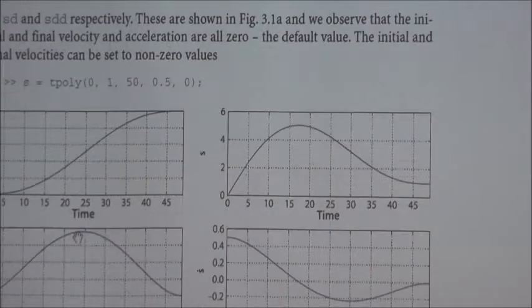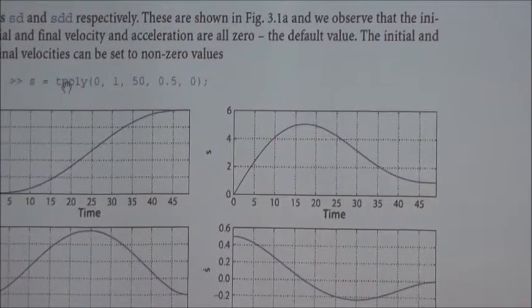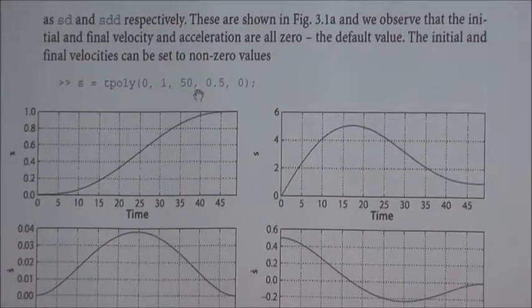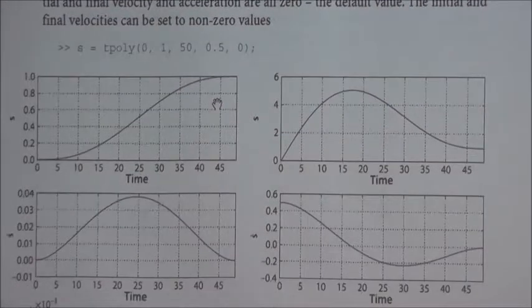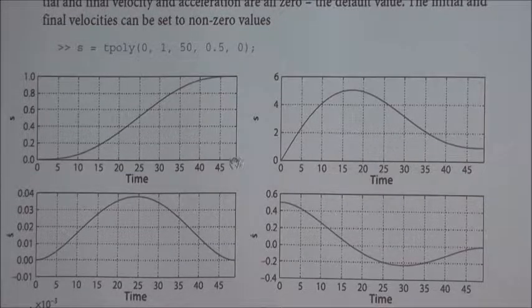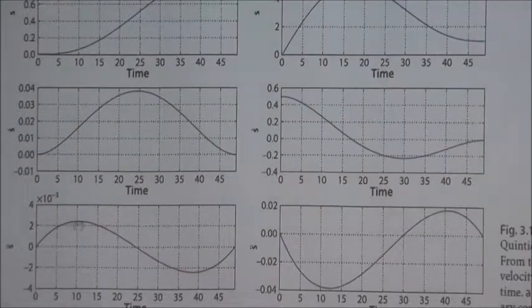So, for example, here is tpoly 0, 1, 50, 0.5, and 0. This goes to 50 intervals. Position looks like this. Velocity looks like that, and acceleration looks like that. So this is typical of what you can do.